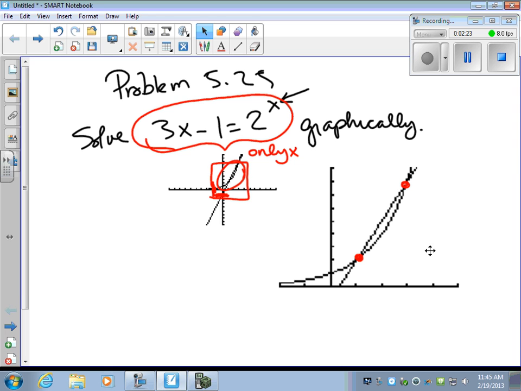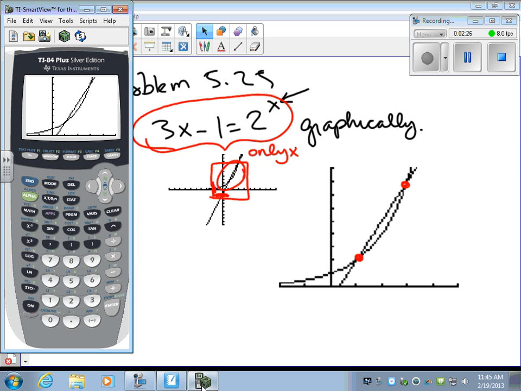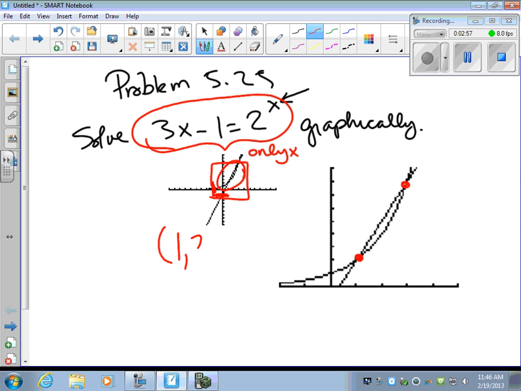Now one way that I suggested that we can find those intersecting points is if you hit second and trace, it'll take you to this calculate screen. And number 5 is intersect. So I hit number 5. It'll ask me, is this the first curve? I just hit enter saying yes. It'll say, is this the second curve? And I'm blinking cursor there, so I say yes. It asked me to make a guess, so I just hit enter again. And they intersect at 1, 2.